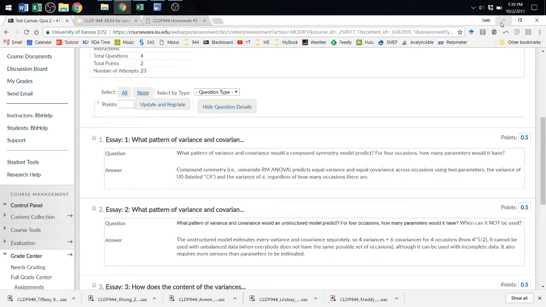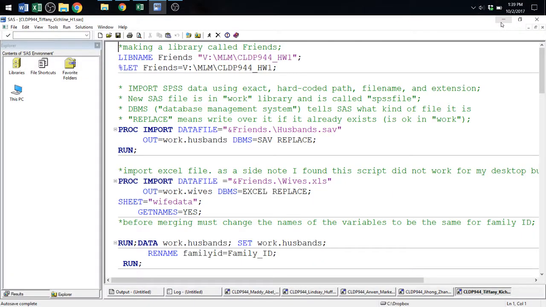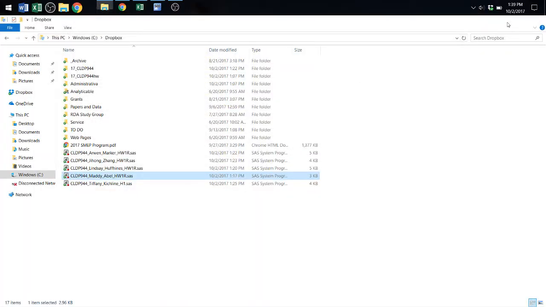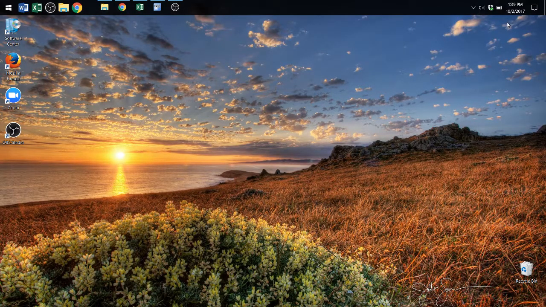So question 1, what is the pattern of variance and covariance that a compound symmetry model would predict, and how many parameters does it have? 2. What's the pattern? Constant. I would also take same. Same variance over time, same covariance over time. 2 parameters regardless of how many occasions. That's a good one.